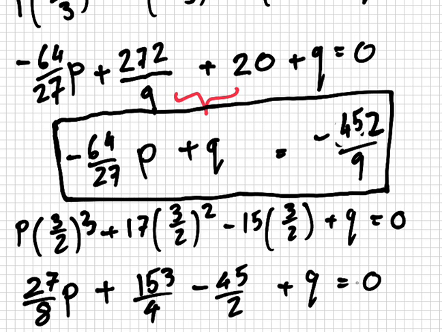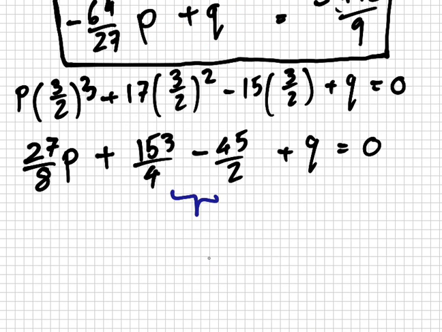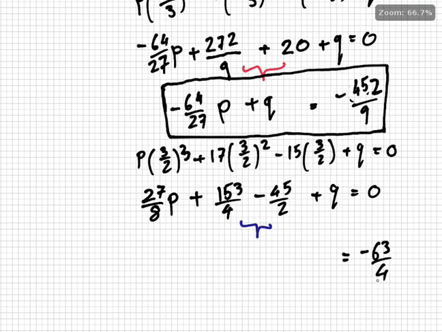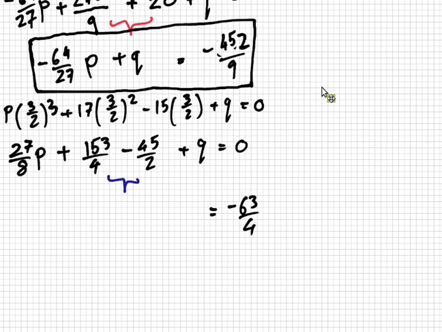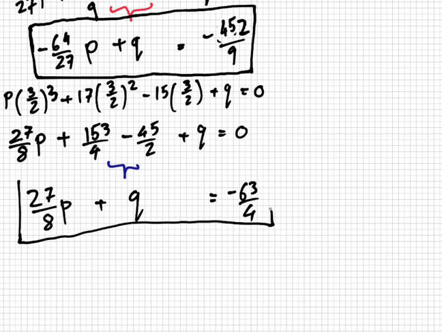Yes. Can you add again the middle two together, please? Well, subtract them. So what did you get? So it'll be minus 63 over 4 here. Okay, so you have 27 over 8 p plus q equals that. So now I have two equations with two unknowns. So what should I do next if I want to find p and q?